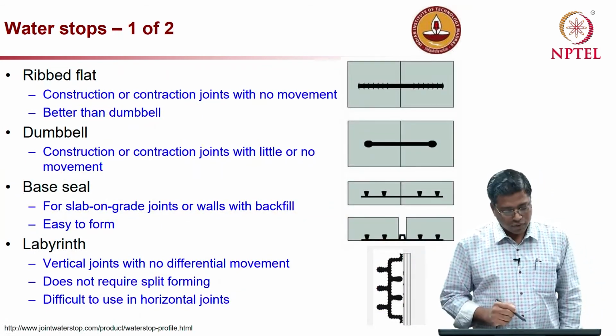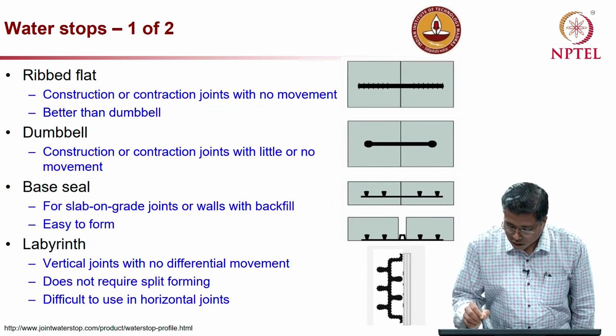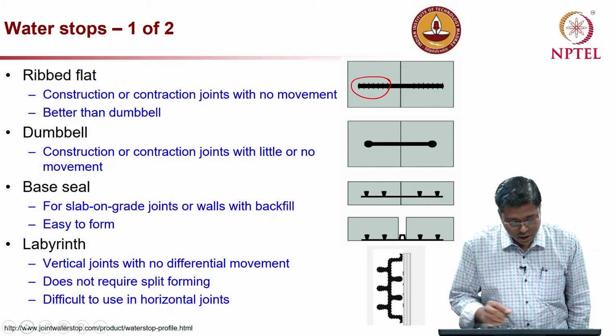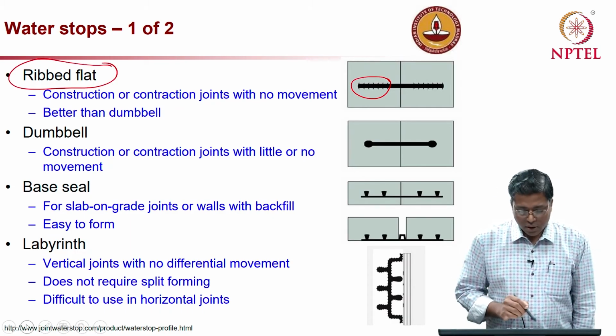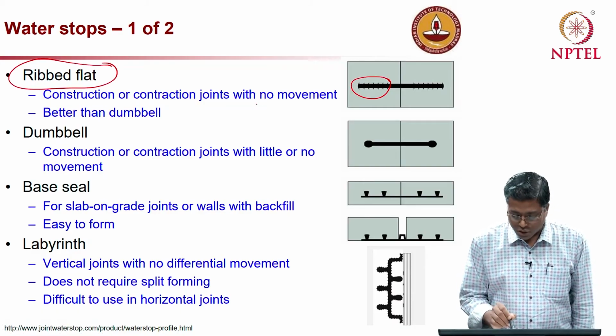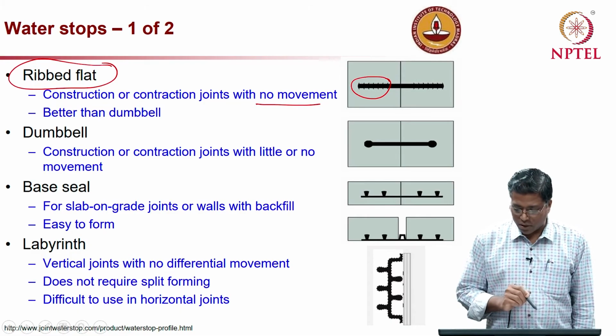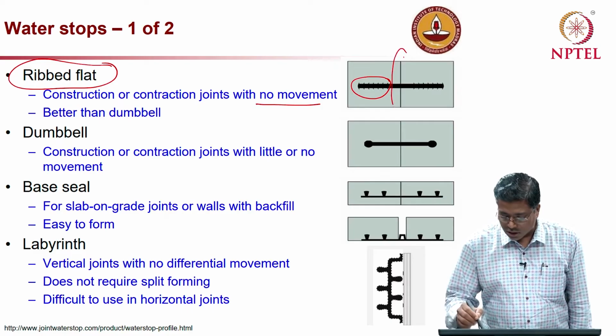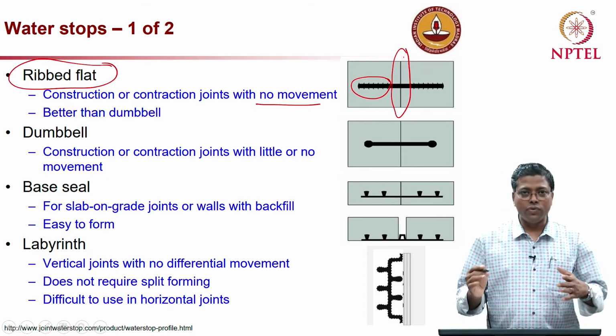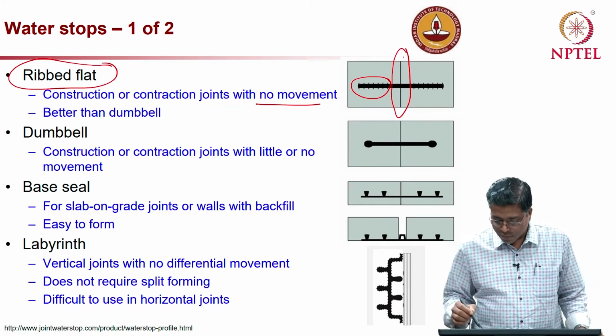Now, examples of water stops, you can see here on the top right, the ribs. So, that is ribbed flat, and let us look at where they can be used when there is no movement between the joints. As you see in this picture, it is just one line which shows the joint, there is no gap.